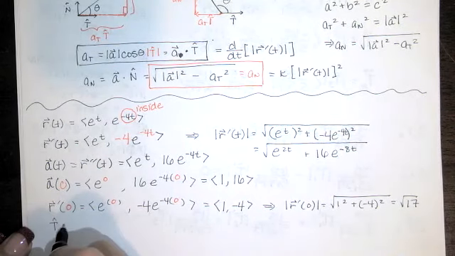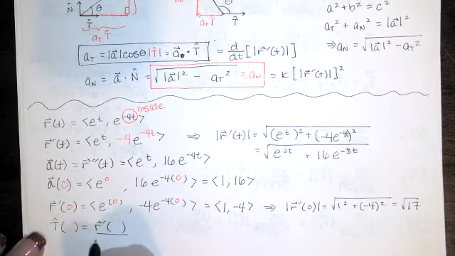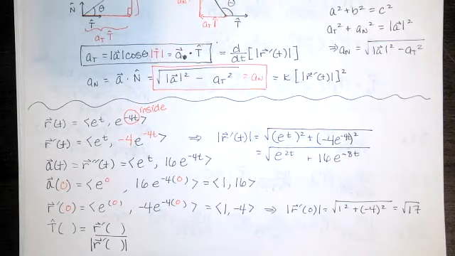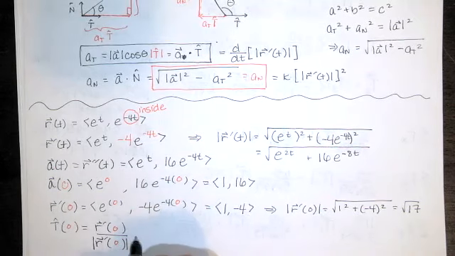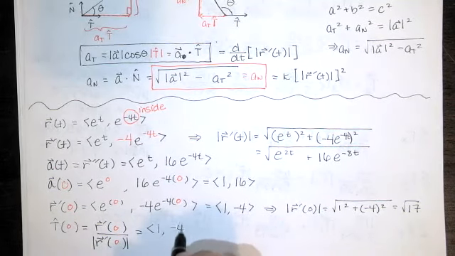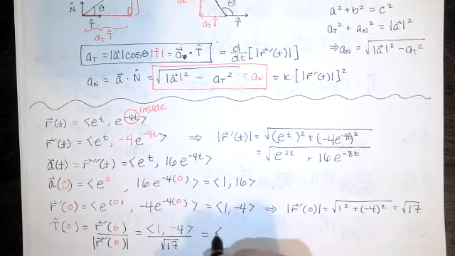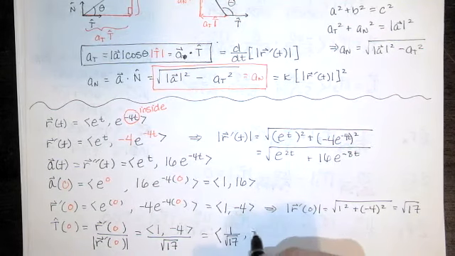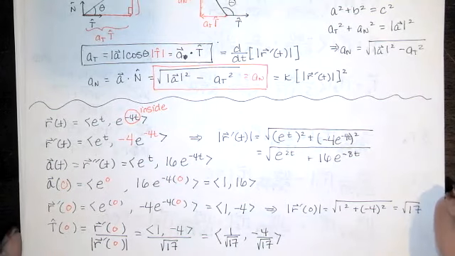So our unit tangent vector at 0 is r prime at 0 divided by its magnitude at 0. And that's just this vector with components 1 and -4 divided by the square root of 17. So you just take each of the components and divide by the square root of 17 and you get this.